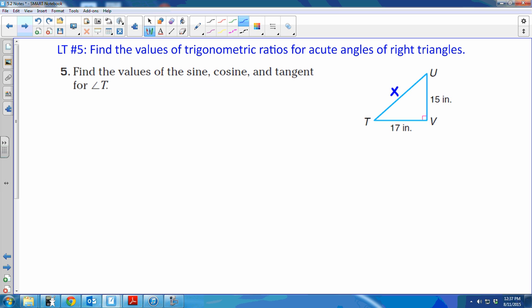If you have a right triangle and you're missing a side, how do you find it? Right, the Pythagorean theorem. So we've got 15 squared plus 17 squared equals x squared. So you end up getting 514. We are going to use exact answers in here, so don't give me a decimal, just give me the square root of 514.